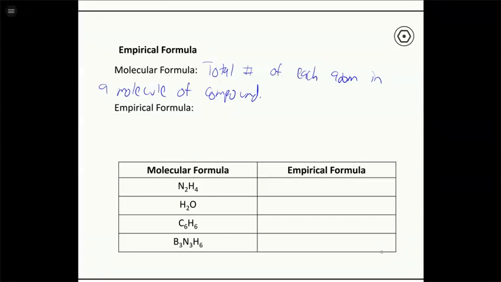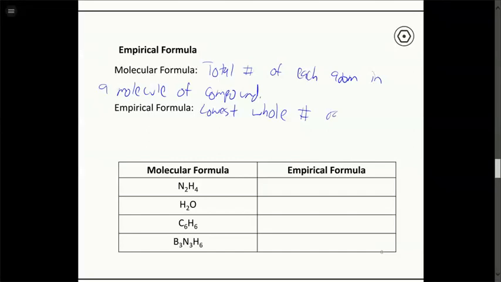Now the empirical formula is a little bit different. It's the lowest whole number ratio. Now for glycine, the example we've been working through, the empirical formula is the molecular formula. But in some cases we can reduce the molecular formula to a lower ratio, and that lowest whole number ratio of atoms in a compound is what we call the empirical formula.